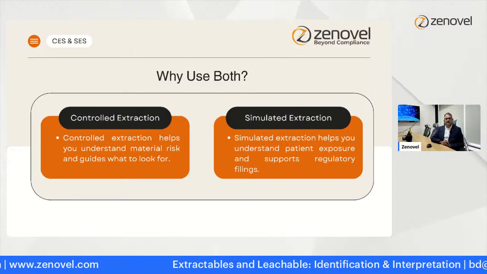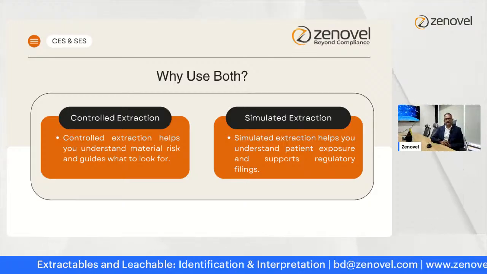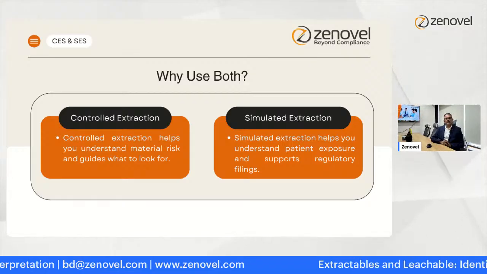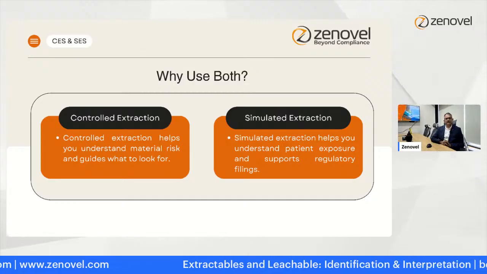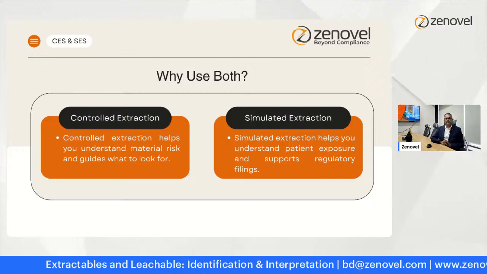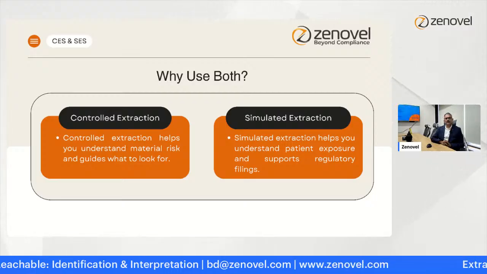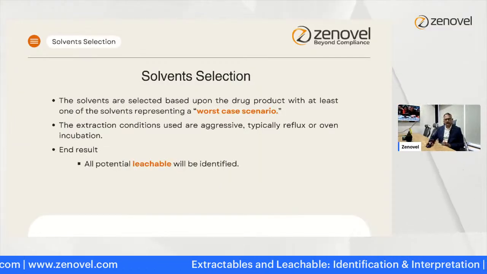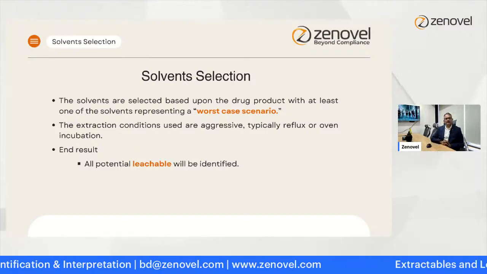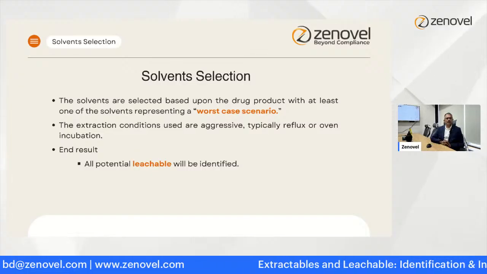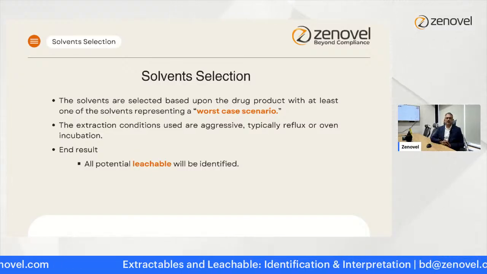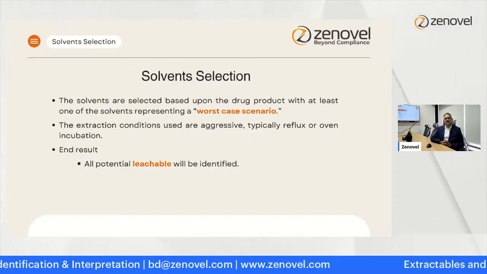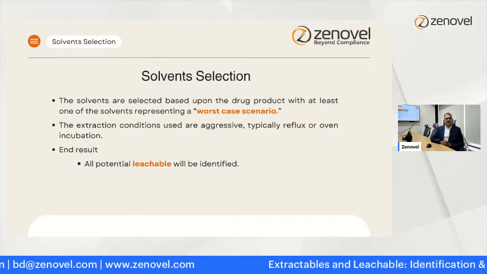Both are required to be evaluated, because controlled extraction studies help us to understand material risk and guide what to look for. While simulated extraction helps us to understand patient exposure and support regulatory filings by identifying the leachables available in the container closure system. For solvent selection, the solvents are selected based upon the drug product, with at least one of the solvents representing a worst-case scenario. Why are we using a worst-case scenario? To identify all the possible extractables present in the container closure system.